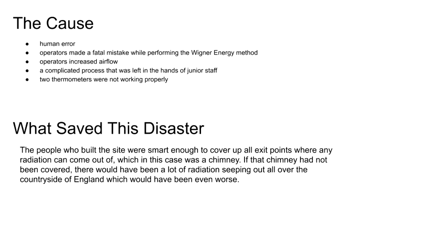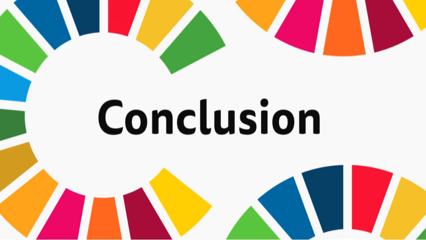Additionally, the thermometers were not placed in the accurate place to measure the heat at its highest temperature. Later, researchers found out that 2 thermometers were not even working properly. Now, although there were a few problems with things such as non-working products, inaccurate products and not enough training, the people who built the site were smart enough to cover up all exit points where any radiation can come out of, which in this case was a chimney. If that chimney had not been covered, there would have been a lot of radiation seeping out all over the countryside of England. Now, let's talk about the conclusion.